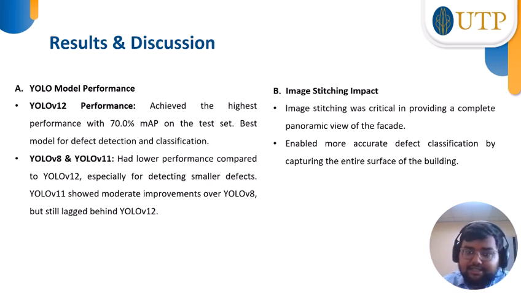In terms of image stitching impact, image stitching was critical in providing a complete panoramic view of the facade and enabled more accurate defect classification by capturing the entire surface of the building. This final stage of the methodology helped us make sure that the person responsible, the inspector, will have a clear view of the building, and they should know where and which defect is detected in which place of the building.